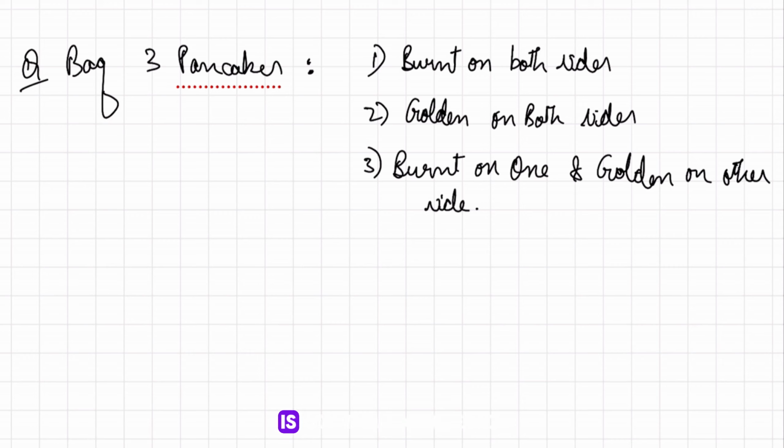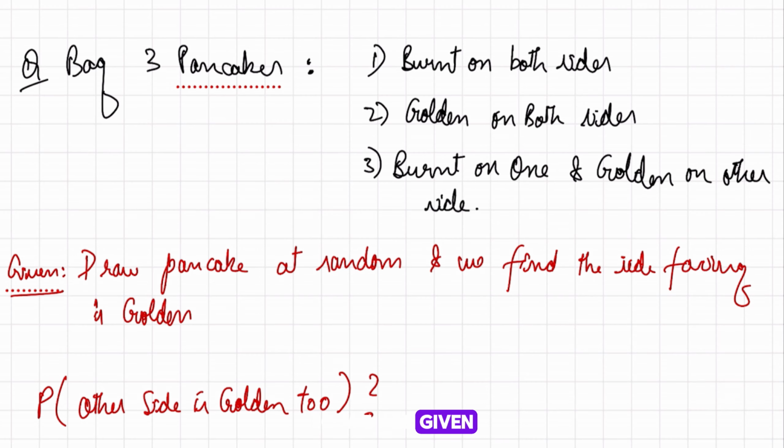The second one is golden on both sides, probably good to eat. And the third one is somewhere in between, where one of the sides is burnt, but the other side is golden. Now the question tells us that you draw a pancake at random from the bag. So in the setup, we draw a pancake at random, and what we notice is the side that's facing us is golden.